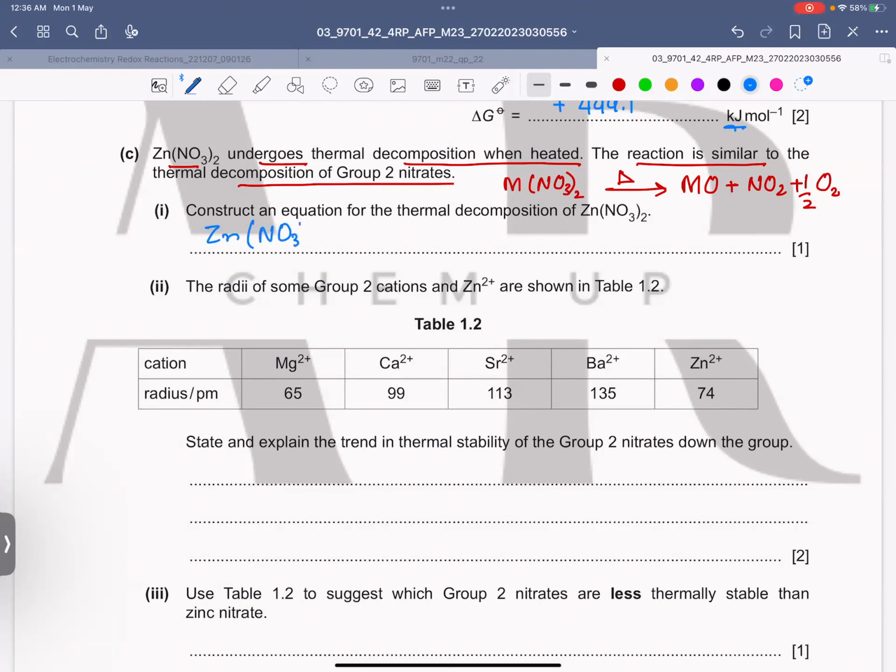So zinc nitrate, you can either put a triangle or write heat above the arrow. Zinc oxide would form along with 2 moles of nitrogen dioxide and half a mole of oxygen. Okay.